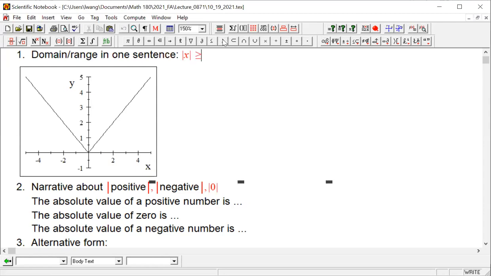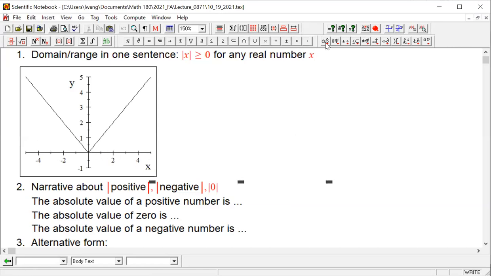Okay, so I'm going to put it there. The absolute value of any number is at least 0. The absolute value of any number is at least 0. So mathematically, we will write the absolute value of x, where x represents any real number, is at least 0. This is true. Okay, it's reflected in the domain.